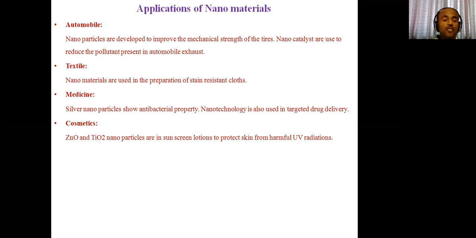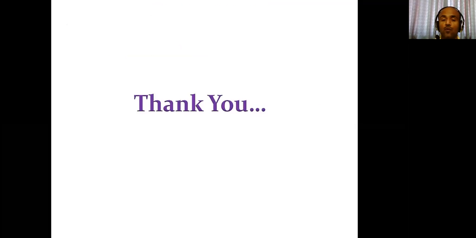Next is medicine. Silver nanoparticles show antibacterial property. Nanomaterial is used in targeted drug delivery. And the last application is in cosmetics. Zinc oxide and titanium oxide nanoparticles are used in sunscreen lotion to protect skin from harmful UV radiation.